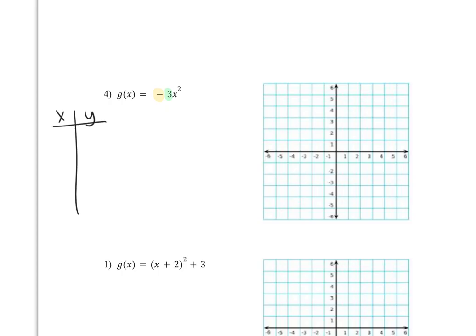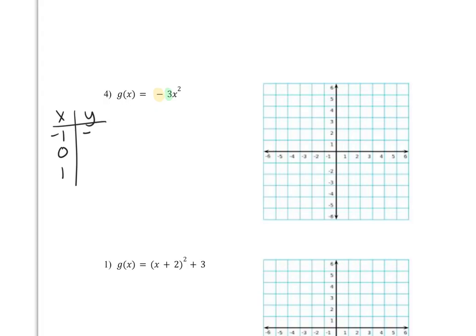3 is a whole number, so I don't have to worry about picking a multiple of it. I'll just stick with my small ones. We'll just do -1, 0, +1, because multiplying by 3 after we square, it's going to get big fast.